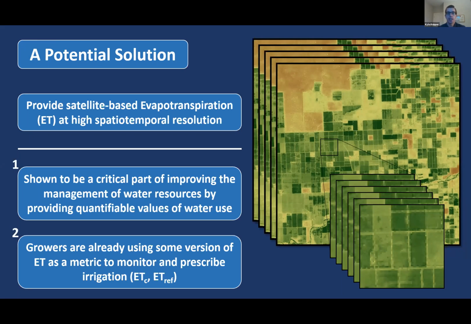And we think ET can be a part of this solution because, one, it's already been shown to be a critical part of improving the management of water resources because it is quantifiable. And two, growers are already using more or less some version of ET as a metric to monitor and prescribe irrigation, whether it be a crop ET or a reference ET value. So growers are comfortable with this value.